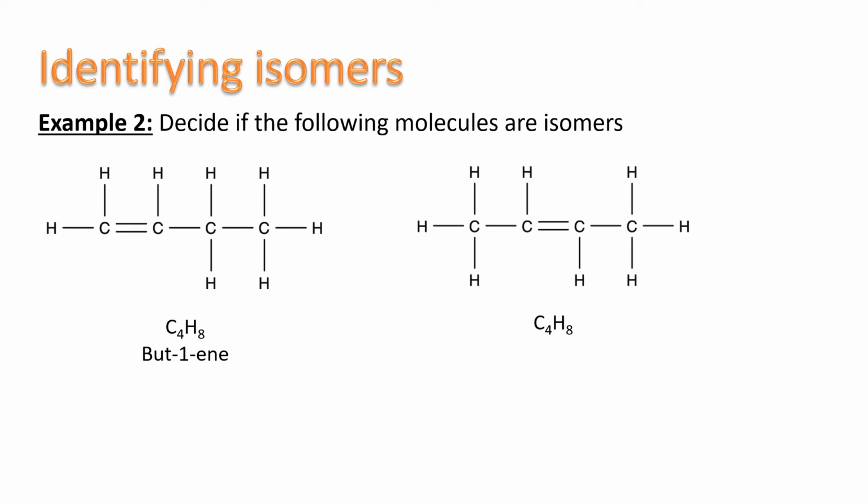In the second molecule, we can see the double bond starts on carbon number 2, so we would call this but-2-ene.